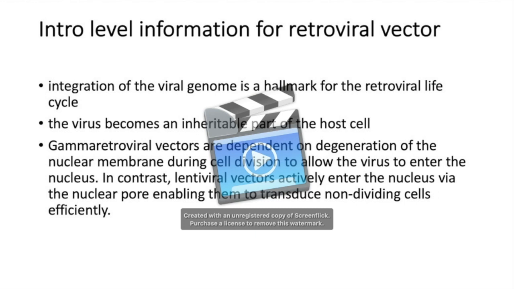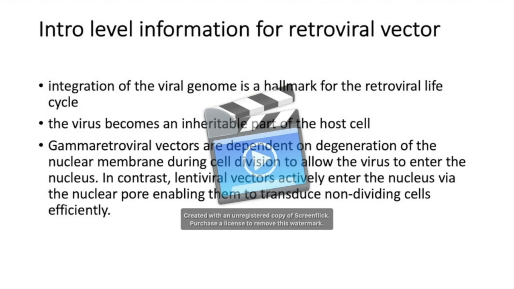But in general, for all retroviral vectors, integration is pretty much the virus inserting its genome into the host. And once that process is complete, it's established in its host, and it just becomes a part of the host. But there's some differences between each subfamily.